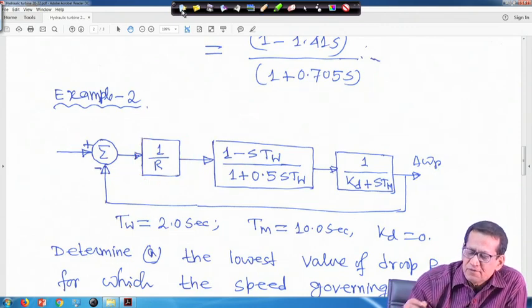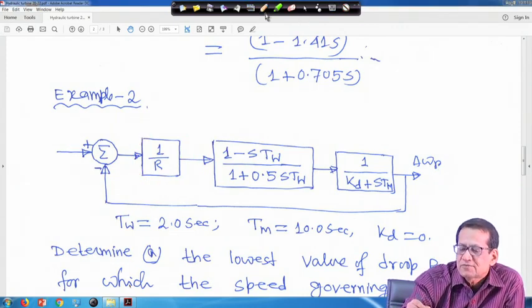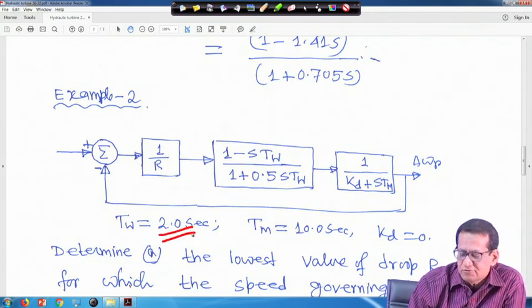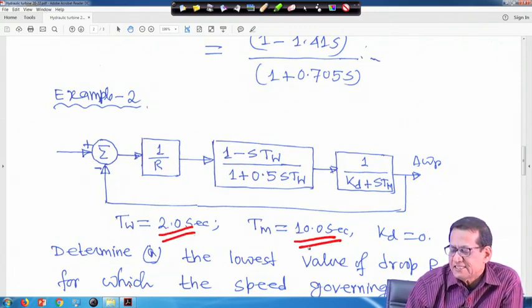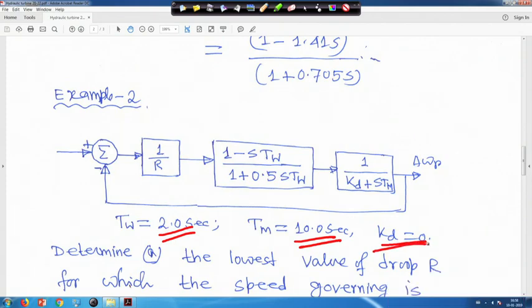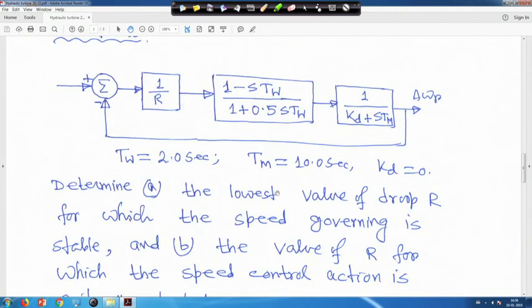Now, the following parameters are taken: T w is equal to 2 second, T m is equal to 10 second, right. That means H is equal to 5 because T m is equal to 2 H, and K d we have considered as 0, right. For easy analysis we have taken K d is equal to 0. Therefore, you have to determine the lowest value of droop r, that is the droop characteristic of the governor, but the other part of the transfer function, that is a quadratic one, we did not consider here, right. So, just taken the simplest one.